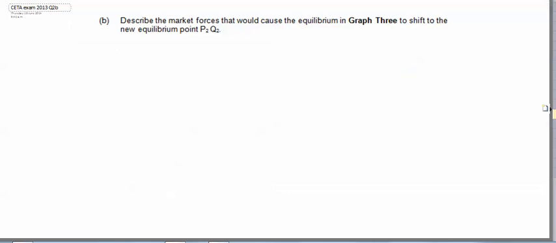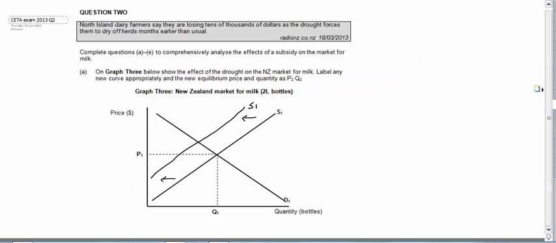Now part B, if we flick to part B, the question is describe the market forces that would cause the equilibrium in graph 3 to shift to the new equilibrium point P2 and Q2. Possibly something we didn't do there, so we better just do this. Q2 and P2. Pretty important to remember to do that if it's asked for in the question.